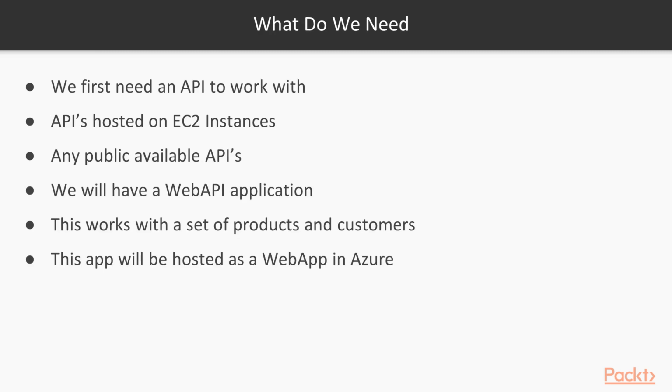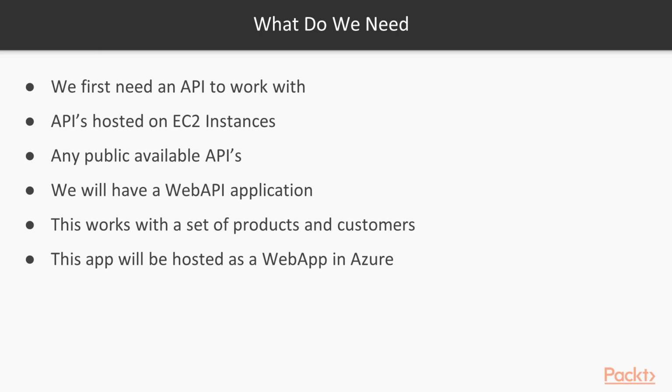So what do we need first? Well, first and foremost, we need an API to work with. Remember, the API Gateway interacts with an already existing and available API. Now, you can use APIs which are hosted on EC2 instances. So you could have an EC2 instance hosted in AWS, and you could have an API hosted on this EC2 instance. You could have any publicly available API on the internet to work with the API Gateway as well.